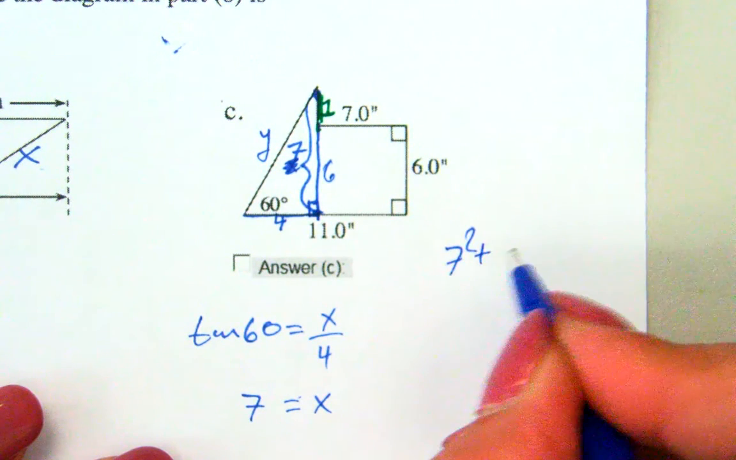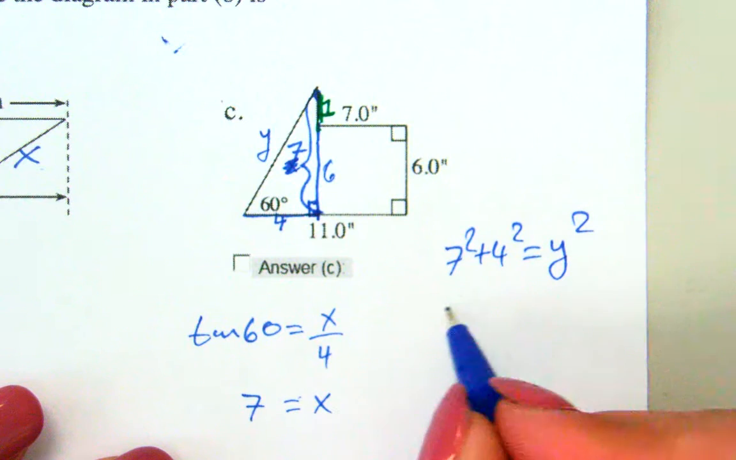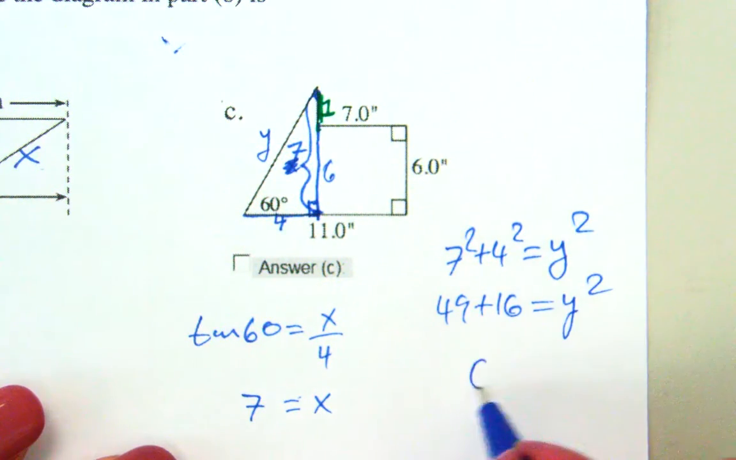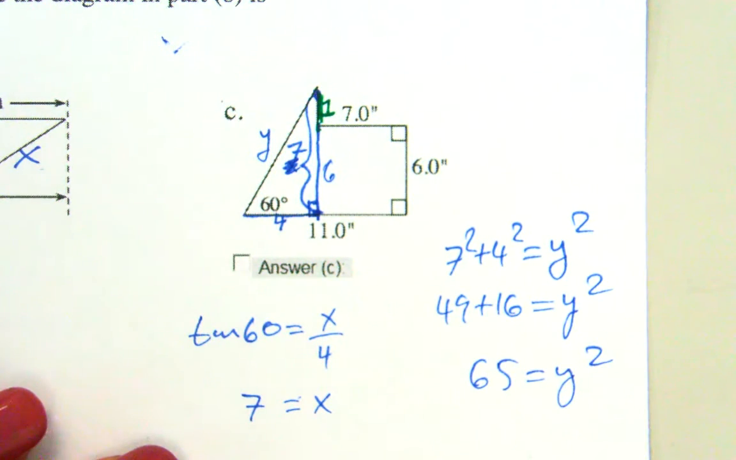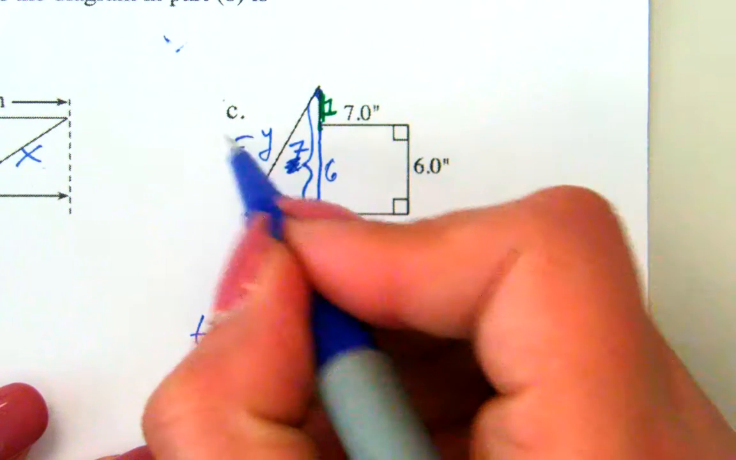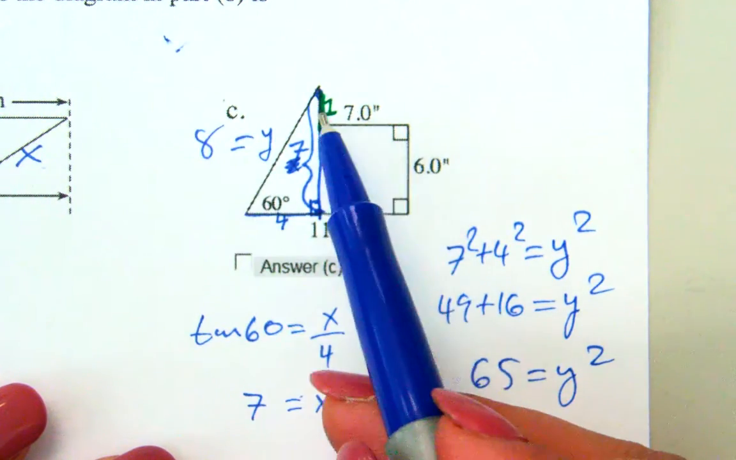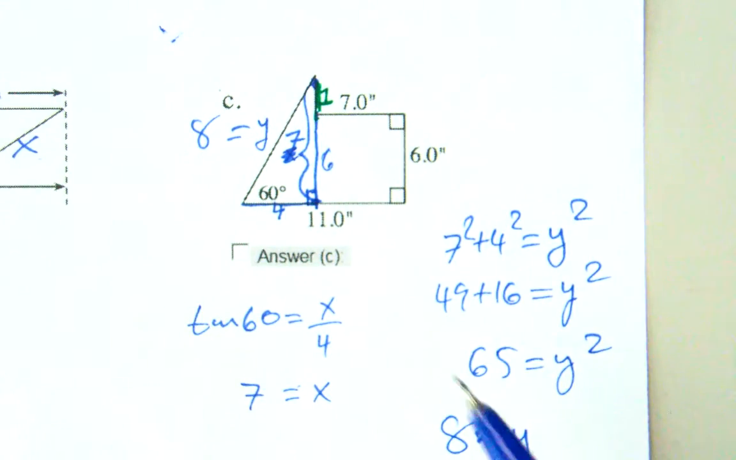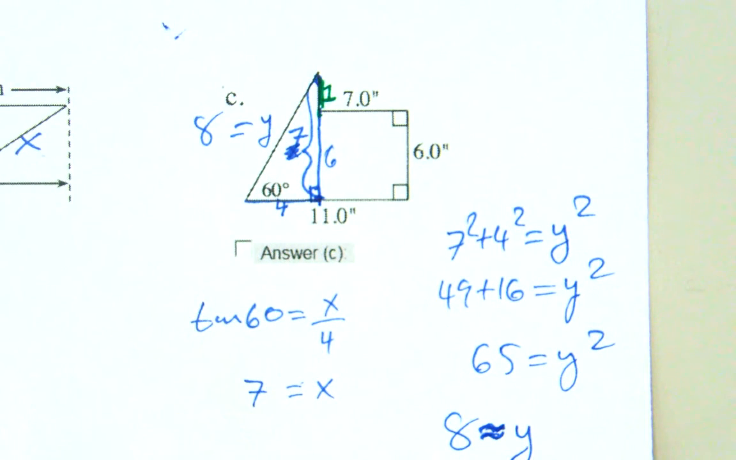So 7 squared plus 4 squared, it's going to be your y squared. So 49 plus 16, 65 equals y squared. Square root of the answer. y is equal to 8.0. I'm going to say 8. Let's just go with 8. 8.06 is actually what it is, but I'm going to go with 8. So 8 plus 1 plus 7 plus 6 plus 11 should give you the whole perimeter of the thing. All right, I'm going to stop here on this one. I'm going to do 26 in the next problem because this one's already way too long already.